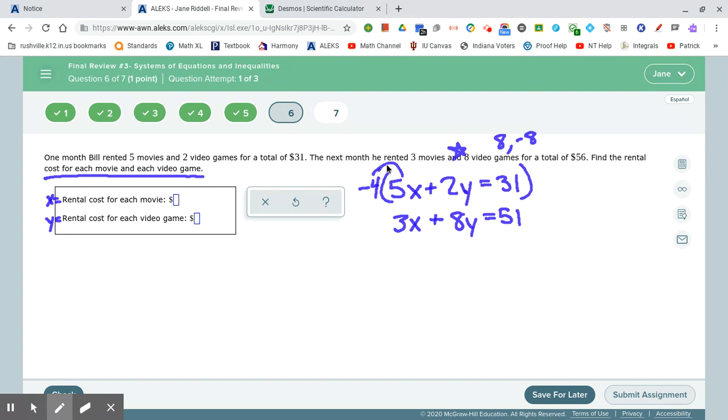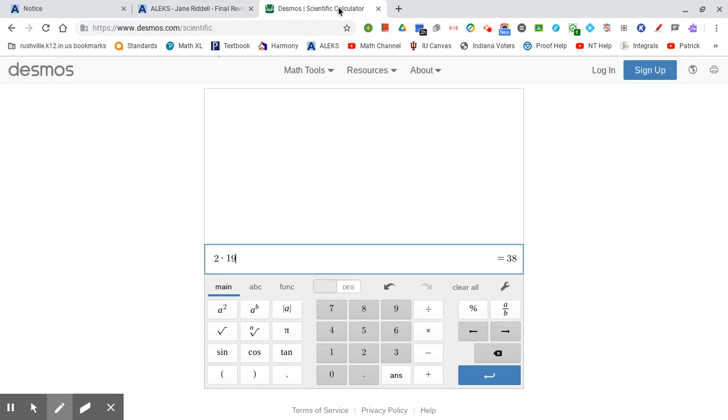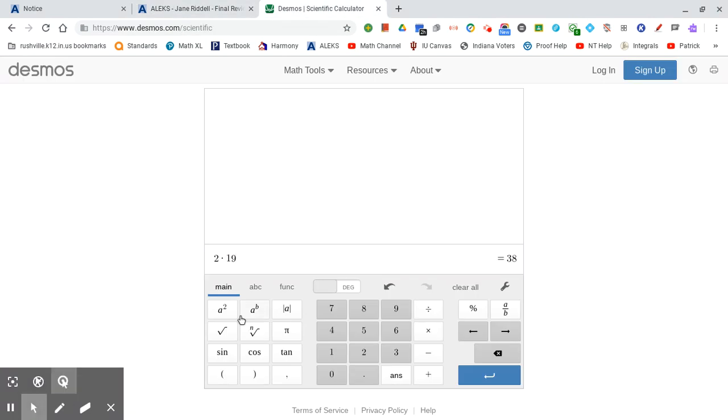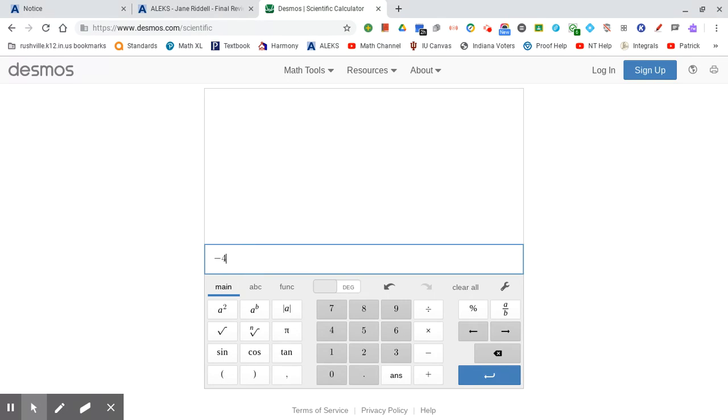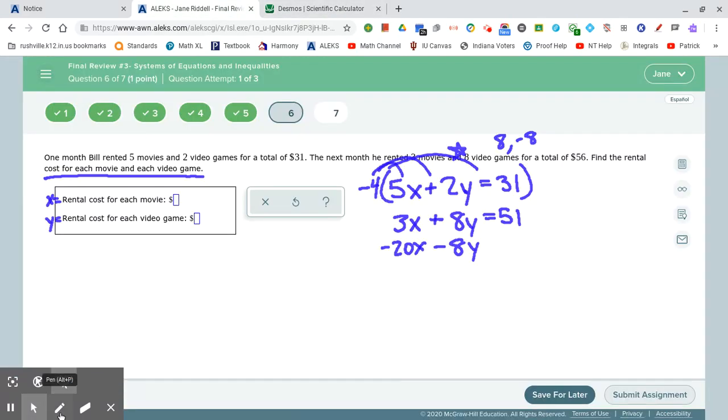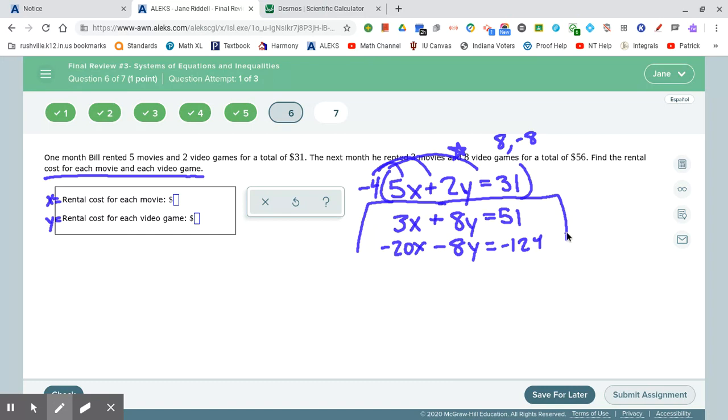So I'm going to distribute this, and -4 times 5 is going to give me -20x. -4 times positive 2y is going to give me -8y. And then I'll go to a calculator. -4 times 31 gives me -124. So equals -124. All right, so this is my system that I'm trying to solve now. So it's ready to go ahead and add together.